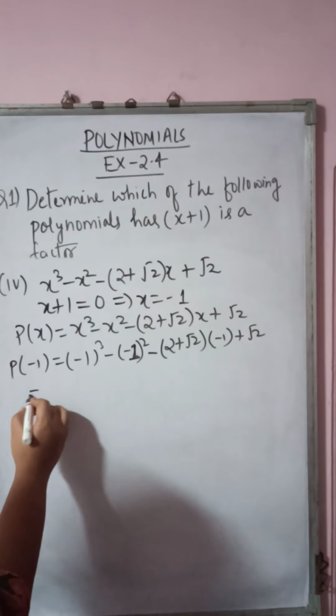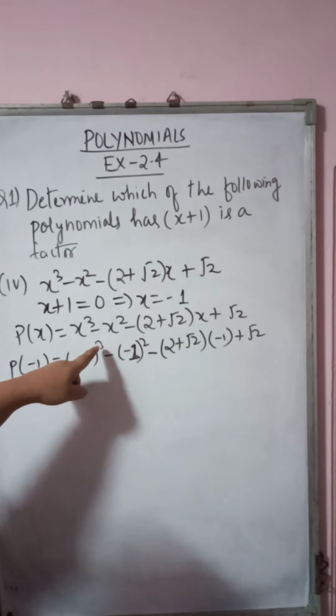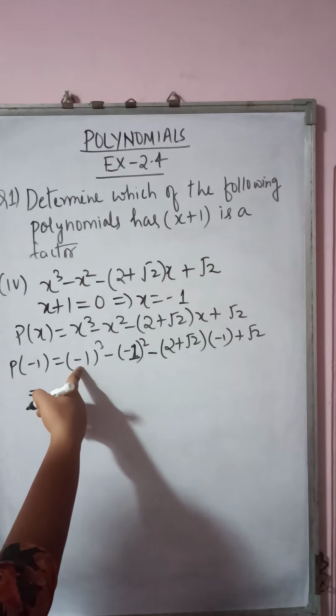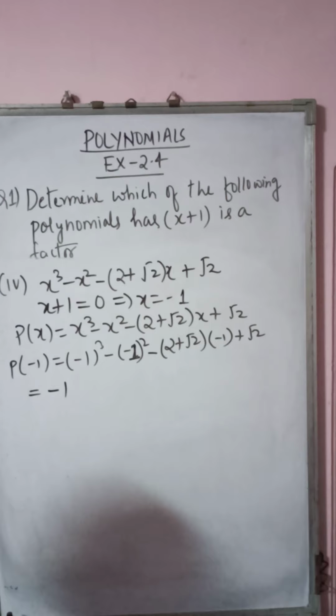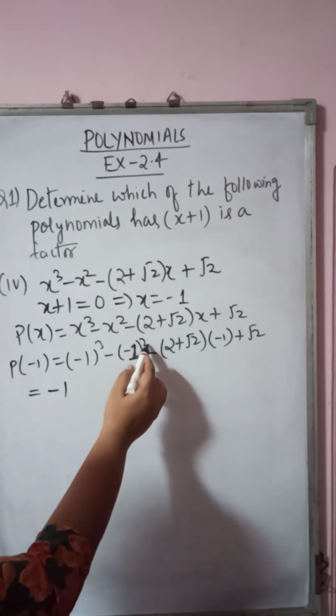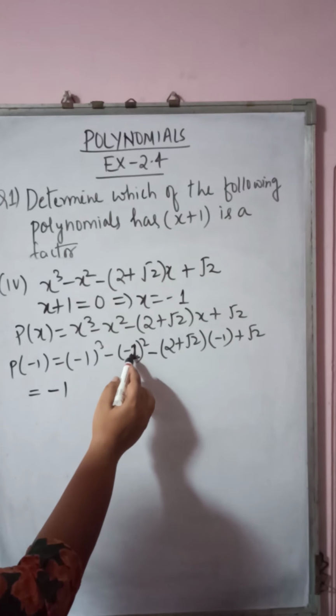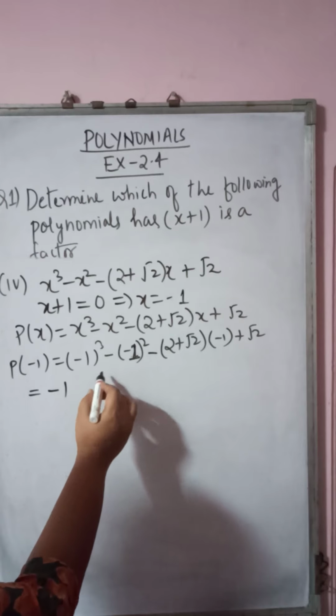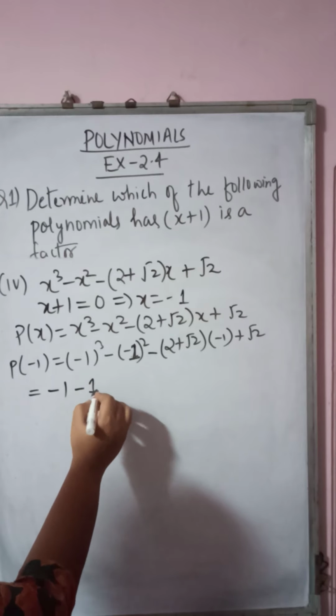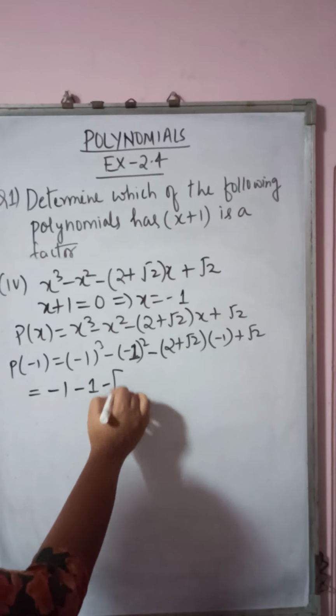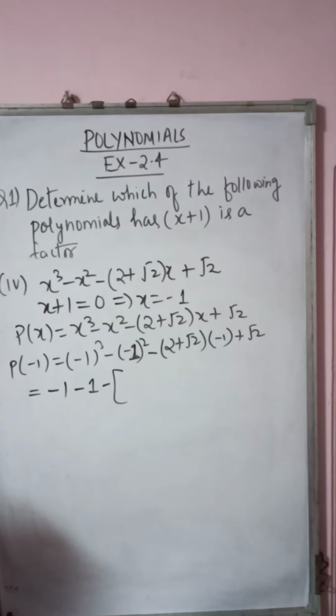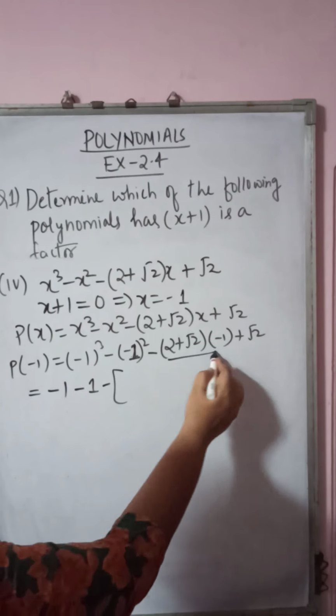So what will we get here? Minus 1 cube. The power is odd and the base is negative, so the sign will be minus 1. Again, the power is even here and the base is negative, so it will become positive. So plus 1 into minus 1 is minus 1.